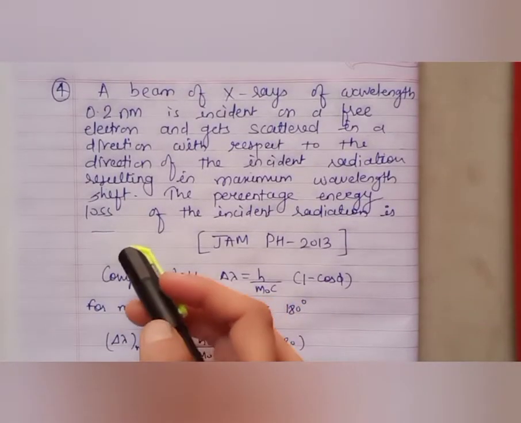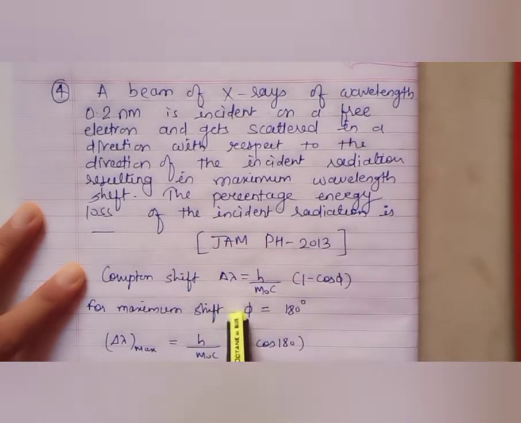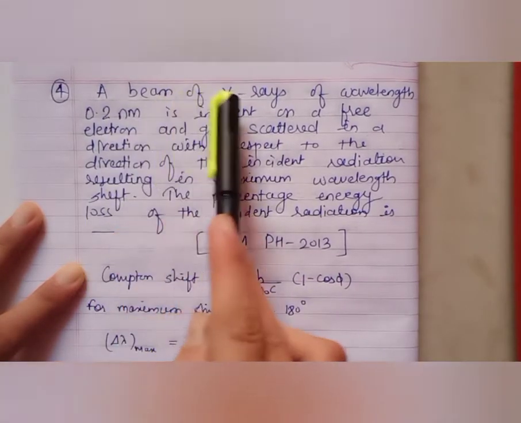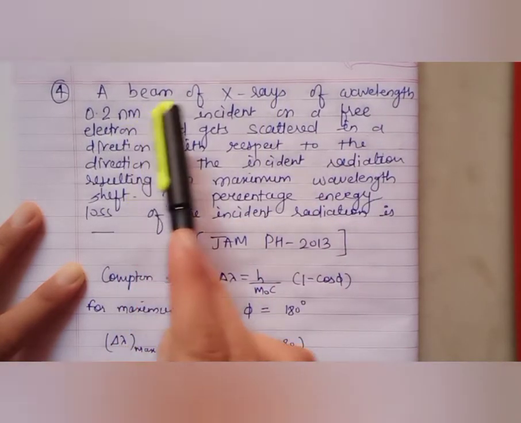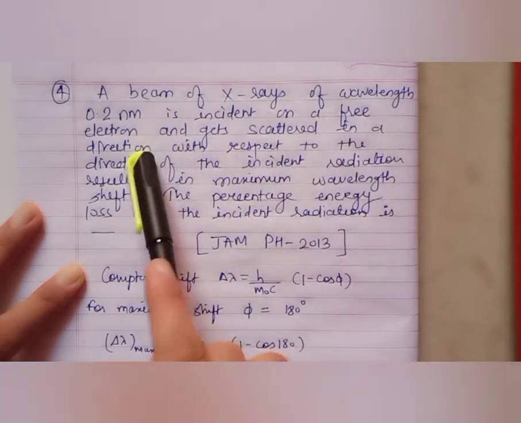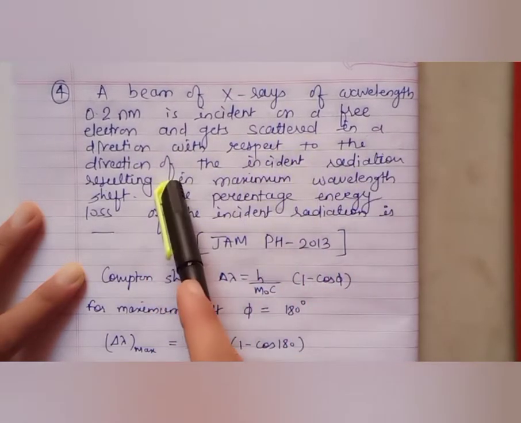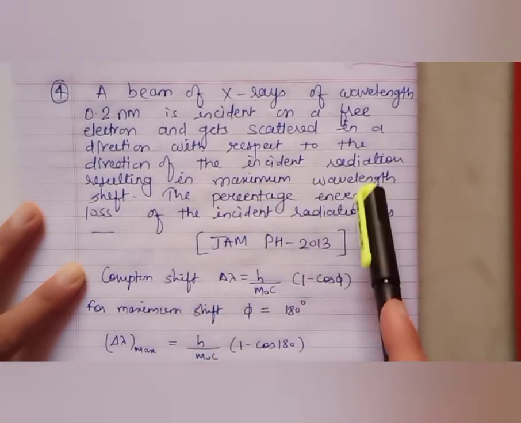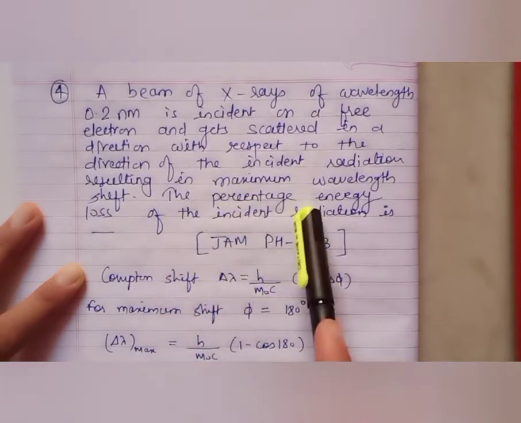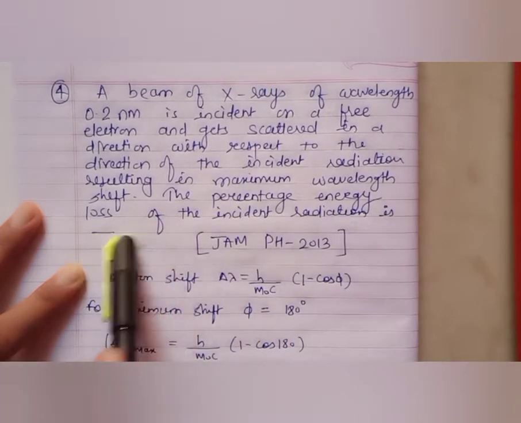Hello. So let's start with the numerical. This numerical is also based on Compton effect. A beam of X-rays of wavelength 0.2 nanometer is incident on a free electron and gets scattered in a direction with respect to the direction of the incident radiation, resulting in maximum wavelength shift. The percentage energy loss of the incident radiation is, you have to find out that.